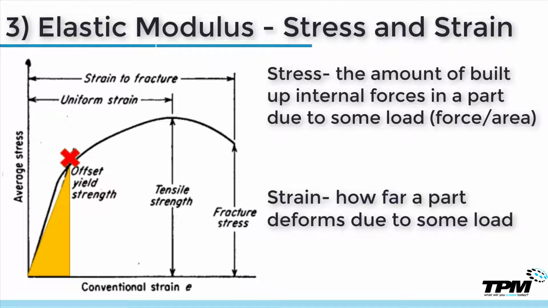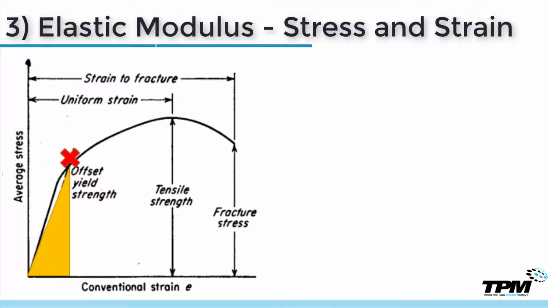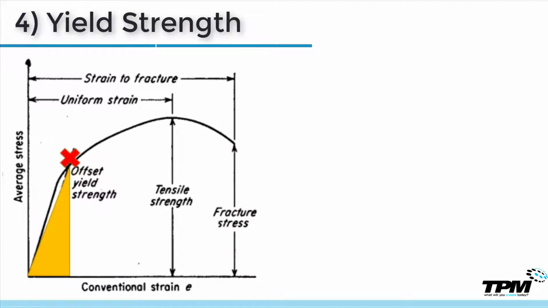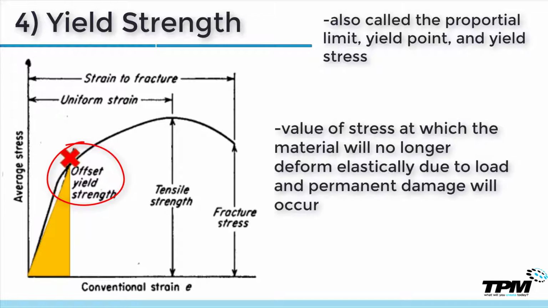We can measure strain with sensors for verification in manufacturing by pasting them onto a part and applying a load to detect how far the part moves under load. These two values are what we are typically trying to find in SolidWorks simulation. The last value you're going to need is the yield strength, which is a stress value. It's also called the proportional limit, the yield point, and yield stress interchangeably, and refers to the value of stress in which a material will no longer deform elastically and permanent damage occurs.